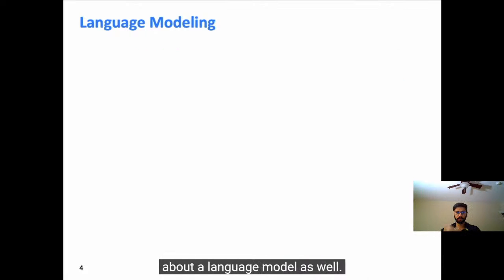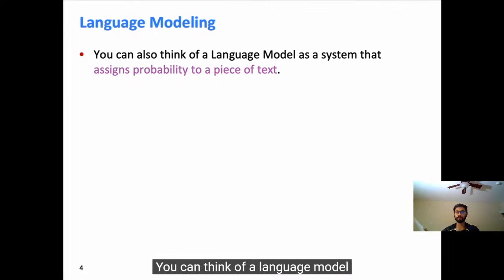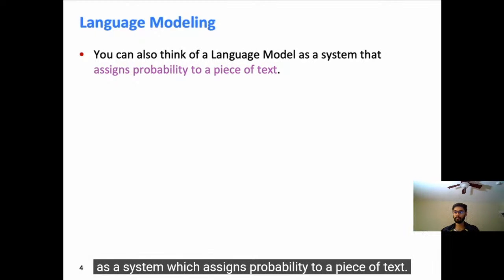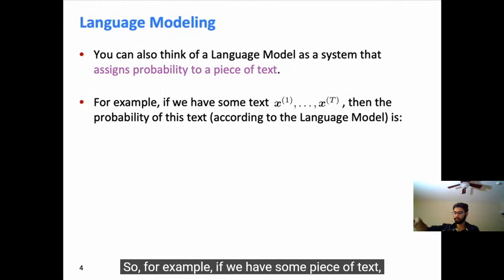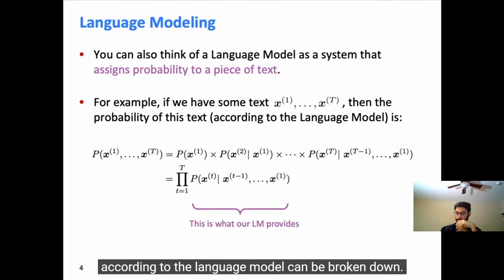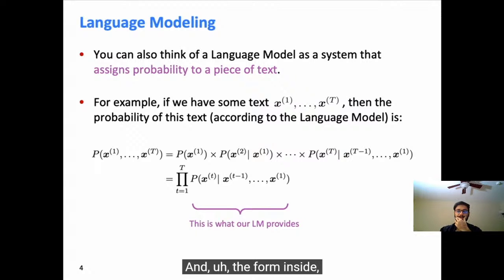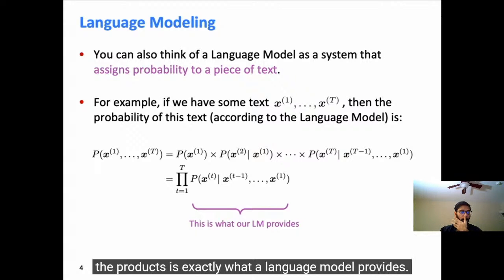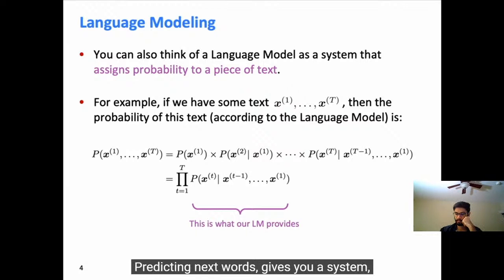There's an alternative way of thinking about a language model as well. You can think of a language model as a system which assigns probability to a piece of text. So for example, if we have some piece of text x1 up to x capital T, then the probability of this text according to the language model can be broken down. Just by definition, the probability is equal to the product of all of these conditional probabilities. And the form inside the product is exactly what our language model provides. So you can think of these things as somewhat equivalent. Predicting the next word gives you a system that can give the probability of a given piece of text.